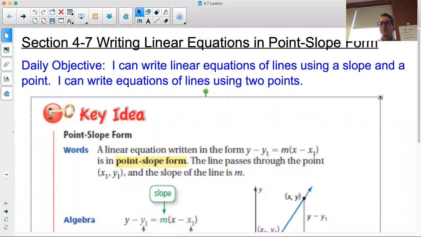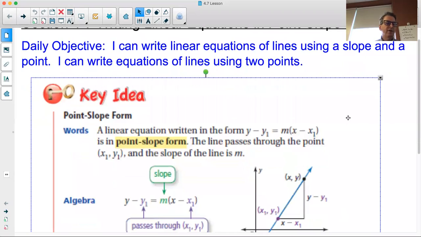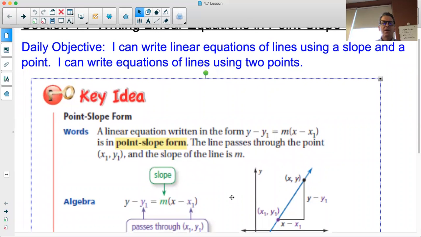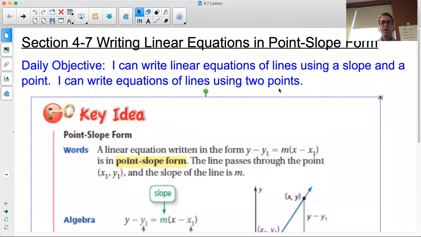Okay, point slope form, something new today. Basically, you're going to be using a point and a slope, and we're going to be writing lines again today. So we're not using slope intercept, we're using something new. It is the point slope form. If you take a look at the key idea, the daily objective is to write linear equations of lines using point slope form. Basically you have a slope and a point, and you can write equations of lines using these. Let's get started on the key idea.